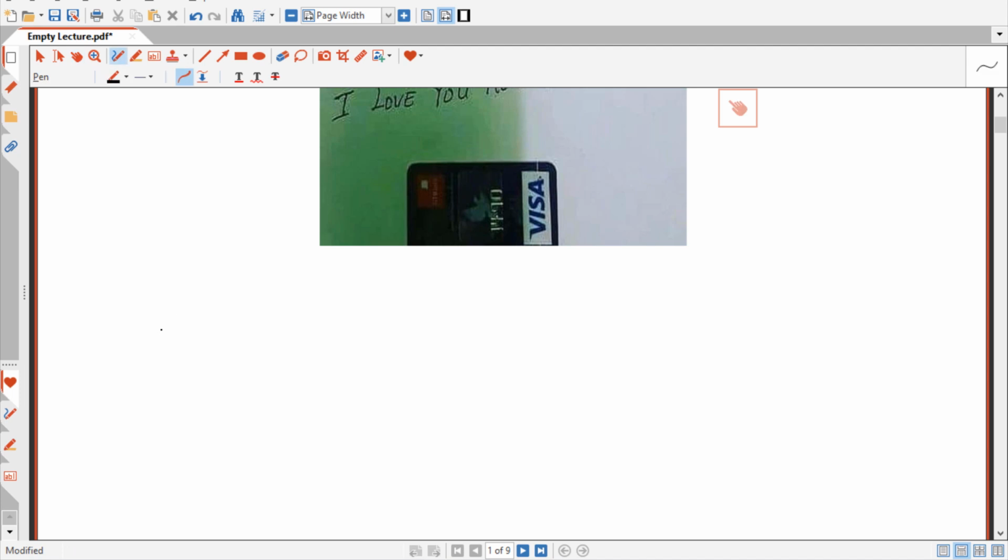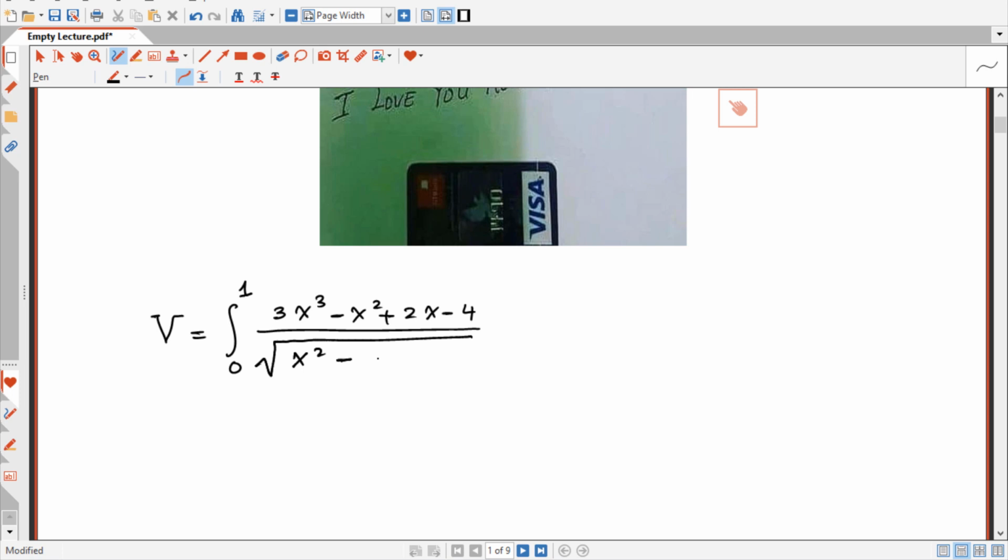Okay, so I will call this V. V is the value of the definite integral from 0 to 1 of (3x cubed minus x squared plus 2x minus 4) divided by the square root of x squared minus 3x plus 2, dx.